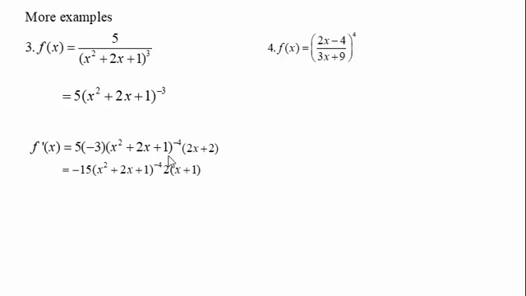Now just the simplification part. I factor out this 2 like that, and then the more simplified version is this one. Because the exponent is negative 4, put it down in the denominator. Let's look at the next one. It's a little more complicated.